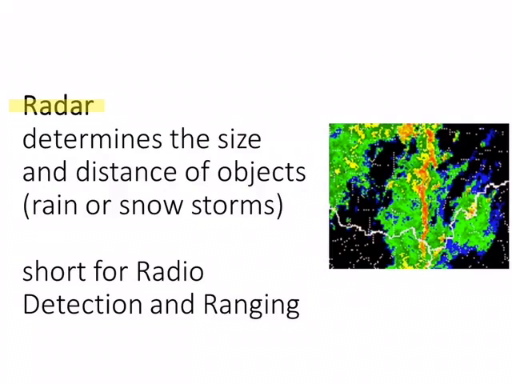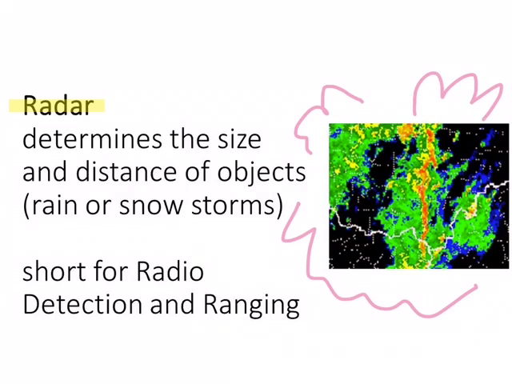Another technology that has made weather prediction easier is radar. Radar stands for radio detection and ranging, and this is what you look at when you're trying to see if a snowstorm is coming or if there's a big thunderstorm coming. It's often what they show on TV if there's a severe weather alert. And that can tell scientists the size and the distance away that big storms are, such as rain or snowstorms. Really useful in telling people to take shelter if there's a tornado or a hurricane coming.